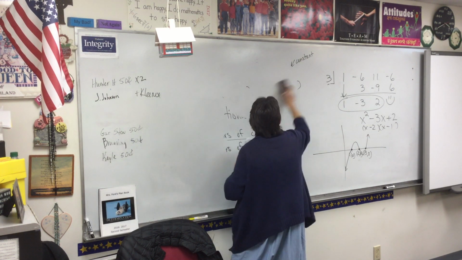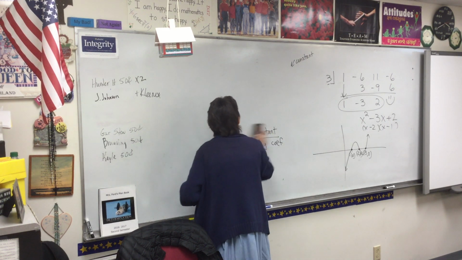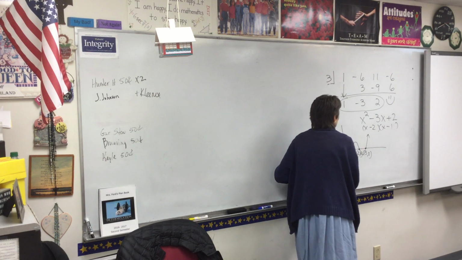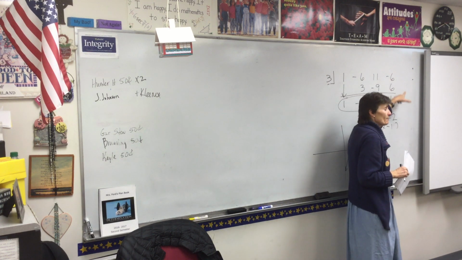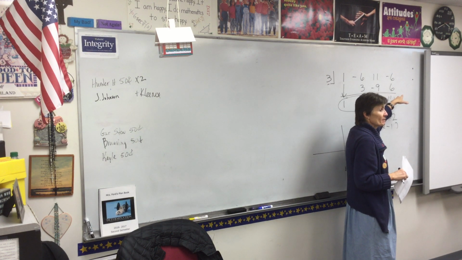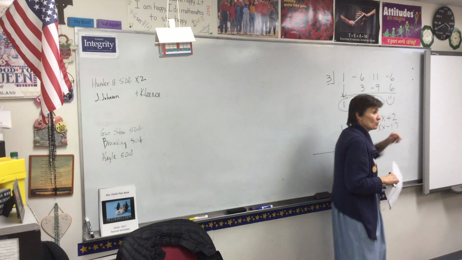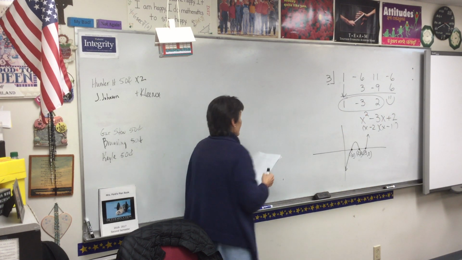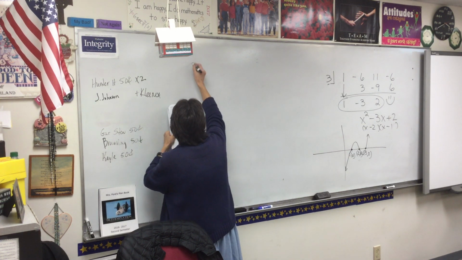By the way, you guys are really good guessers, and you guessed a factor right off the bat. What would you have done if this wouldn't have been 0? What if this would have come out to be 5? You try again. You pick another number from your list, and you try again. All right, let's see the next one here.